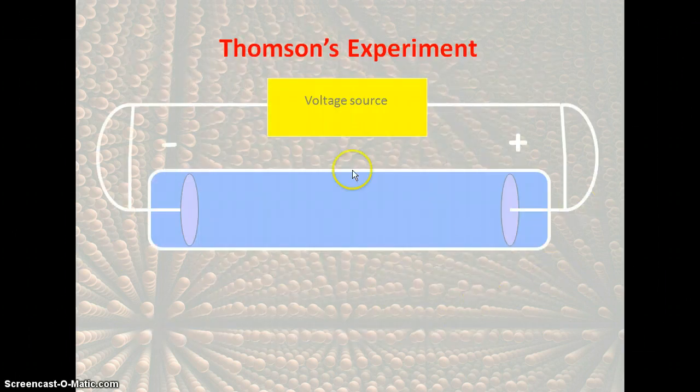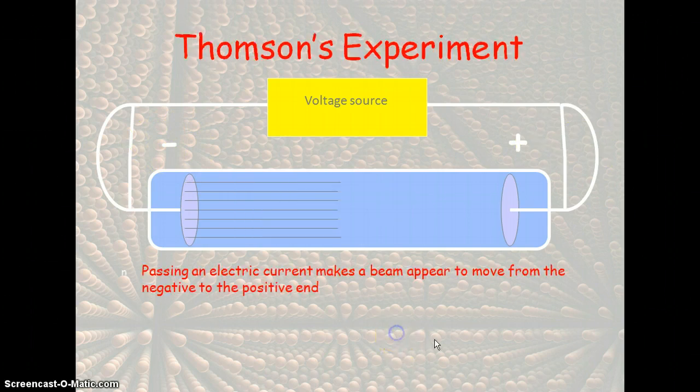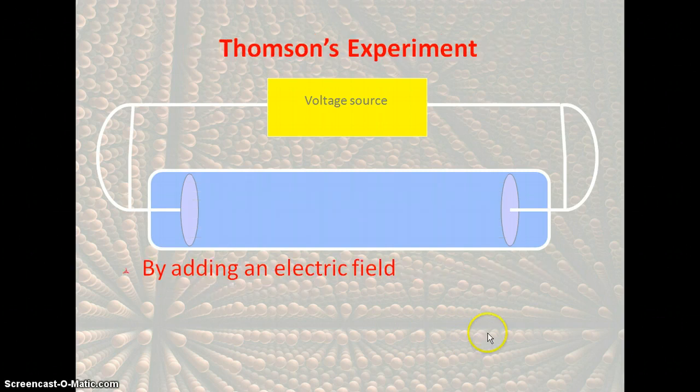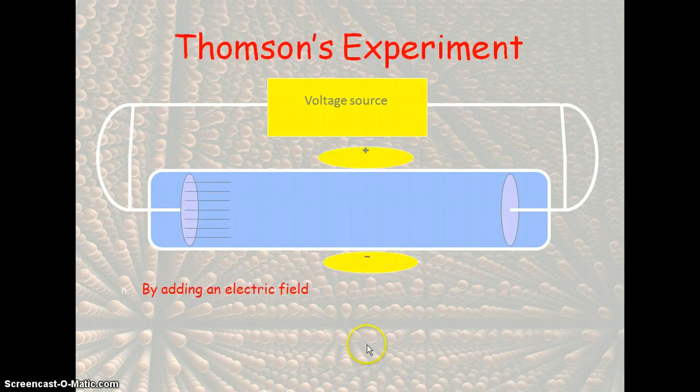So here's the little schematic of his setup, voltage source. When you turn the voltage source on, by running electricity through this gas, you see almost this beam that appears to move from the negative to the positive. And so they observed this, and they thought this was interesting. So let's see what happens if we have this beam running through here again, and we add an electric field around the tube. Let's see how that changes things.